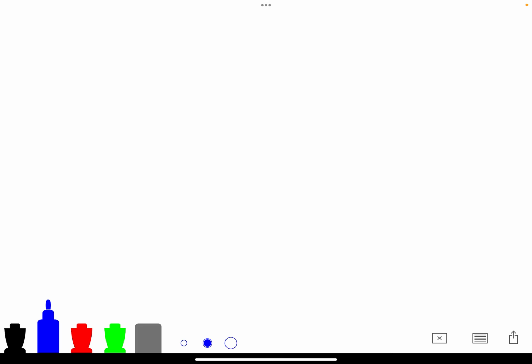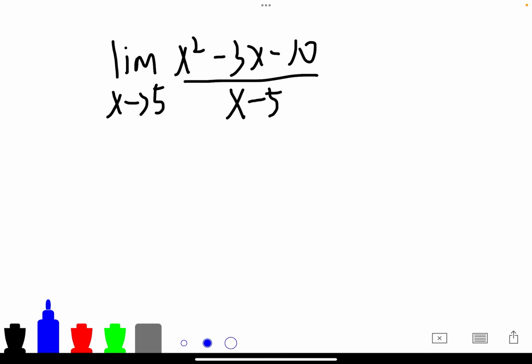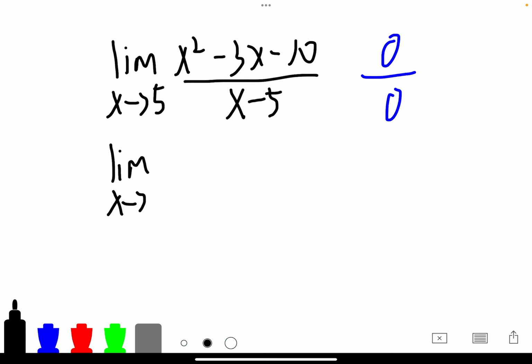Another one, let's do the limit as x approaches 5 of x squared minus 3x minus 10 over x minus 5. So here you see that if you were to do direct substitution, you get 0 over 0. And this is known as the indeterminate form. So once you're in this indeterminate form, this is when you can use a variety of different strategies. So in this case, we know that we can factor, so let's try and do that.